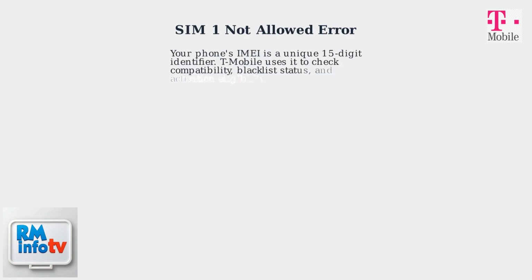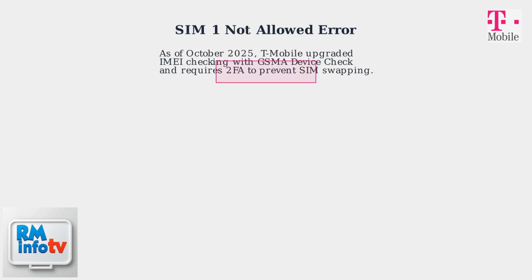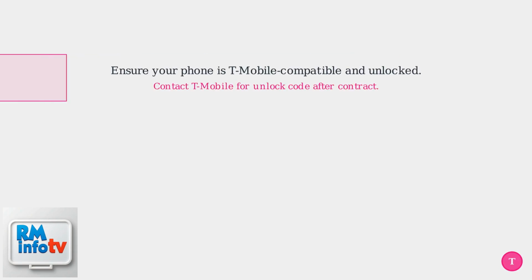Your phone's IMEI is a unique 15-digit identifier. T-Mobile uses it to check if your phone is compatible, not blacklisted like stolen devices, and eligible for activation. As of October 2025, T-Mobile has upgraded its IMEI checking system with GSMA's device check and requires two-factor authentication to prevent SIM swapping scams. First, ensure your phone is T-Mobile compatible and unlocked.